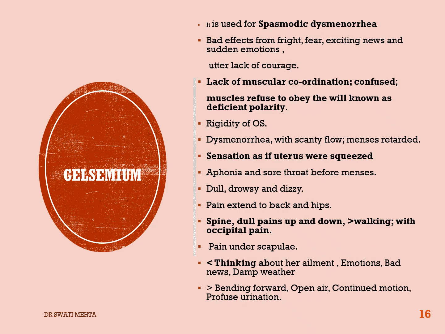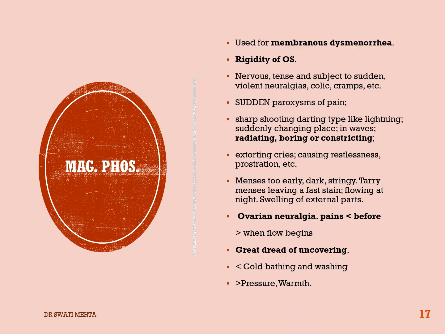Pain extends to the back and hips and is associated with dullness, dizziness, and drowsiness. So dullness, dizziness, and drowsiness are the 3 Ds which are very important in Gelsemium. There is muscular weakness too. The patient improves from motion, open air, bending forward, and urination. So better by urination is again a peculiar symptom of Gelsemium.